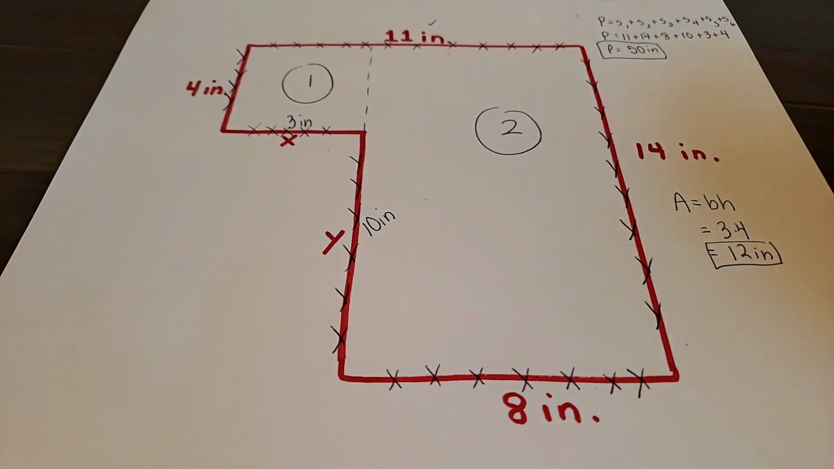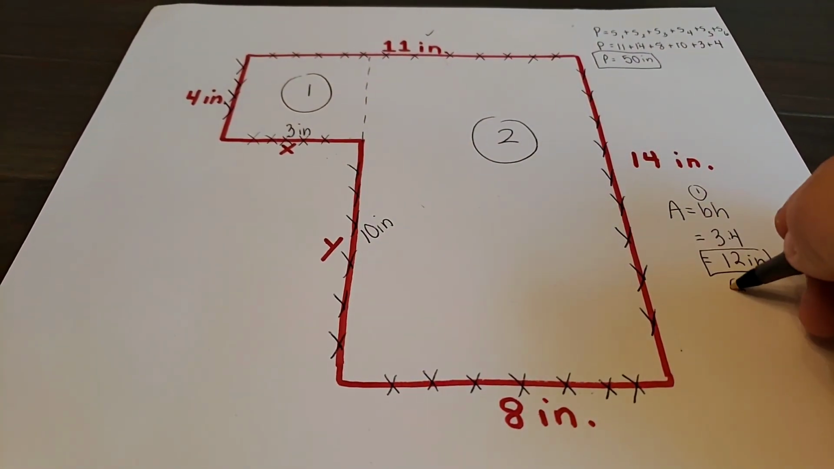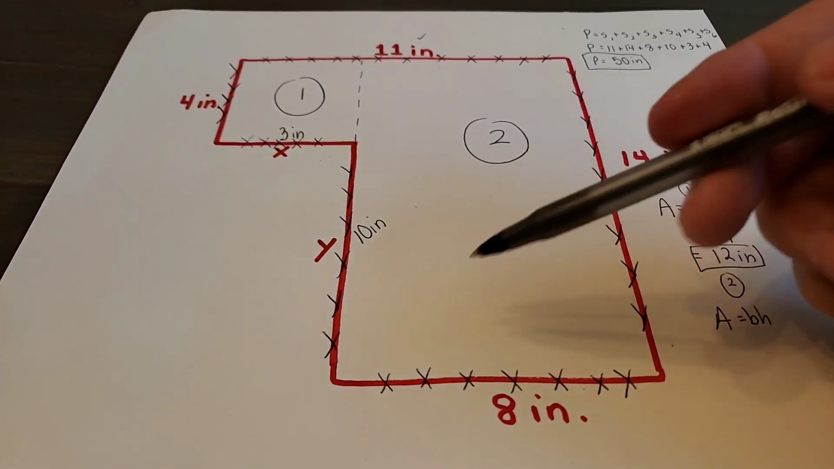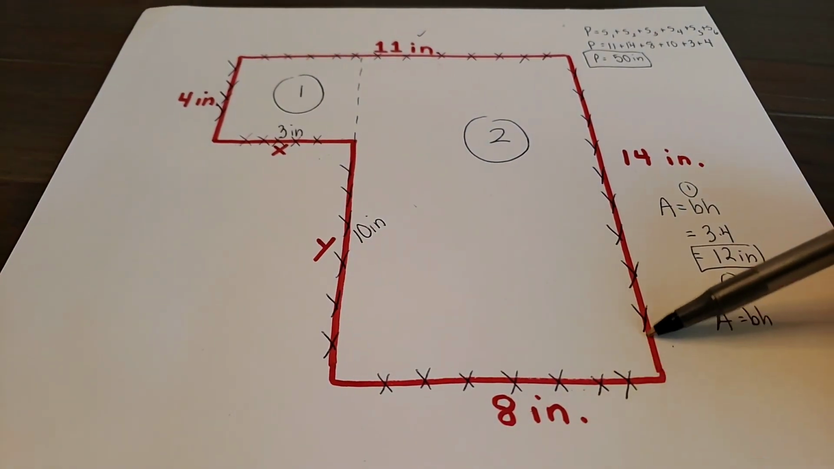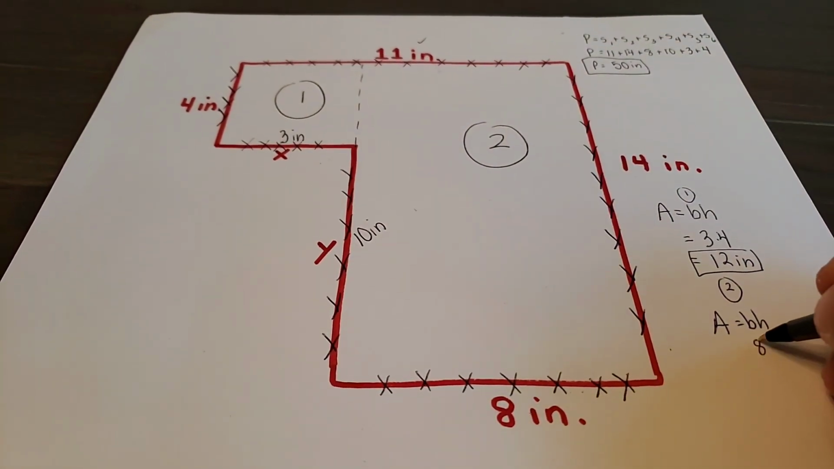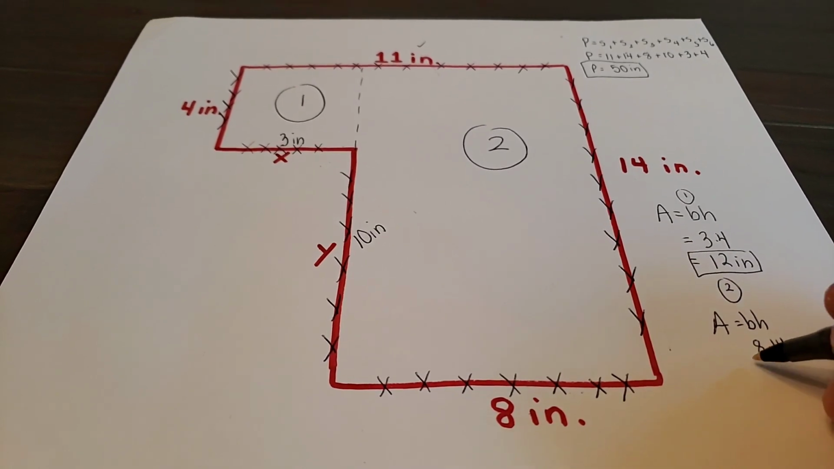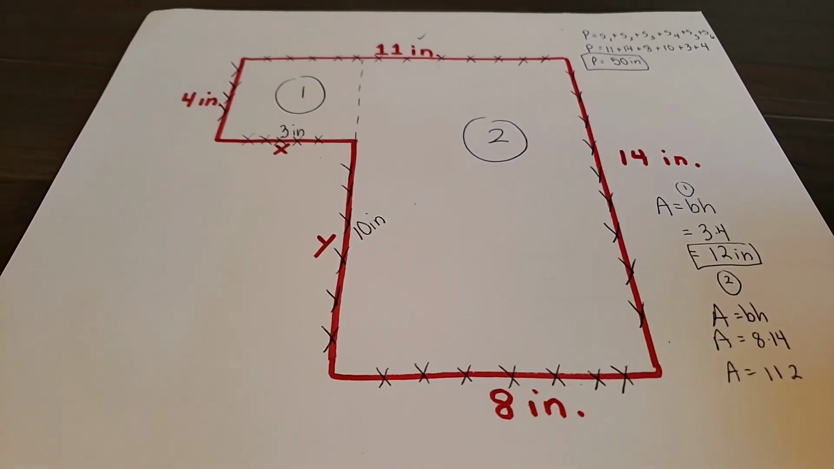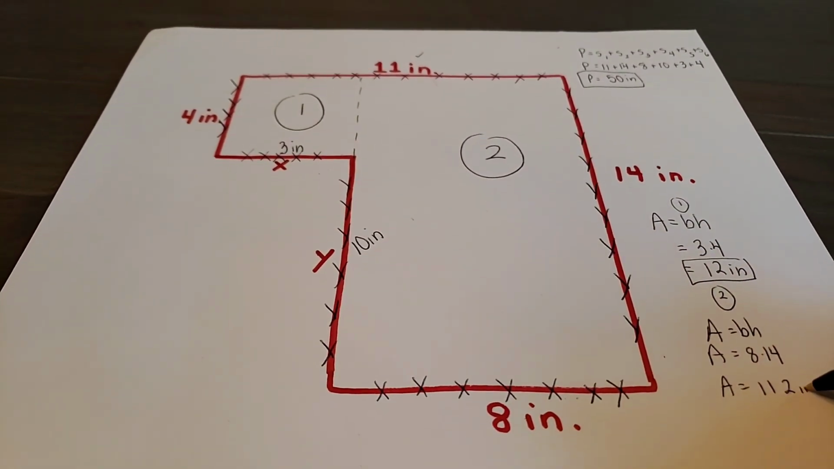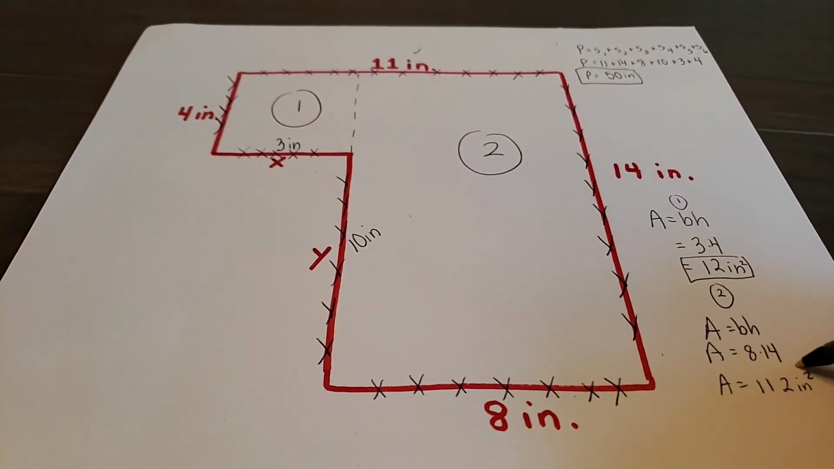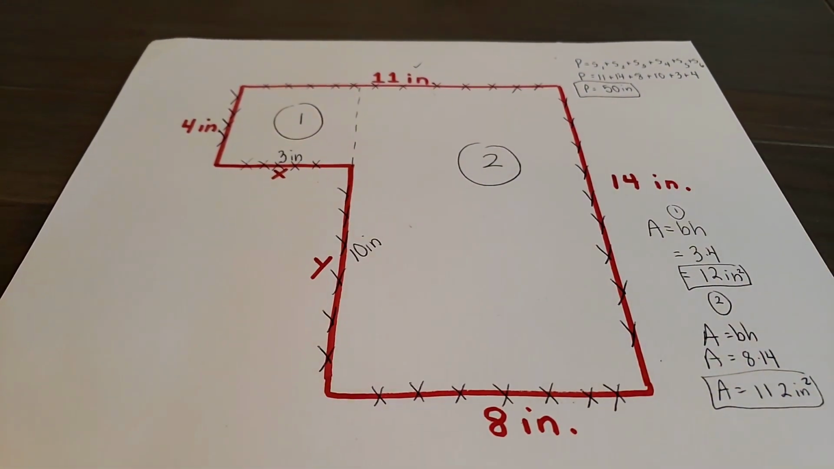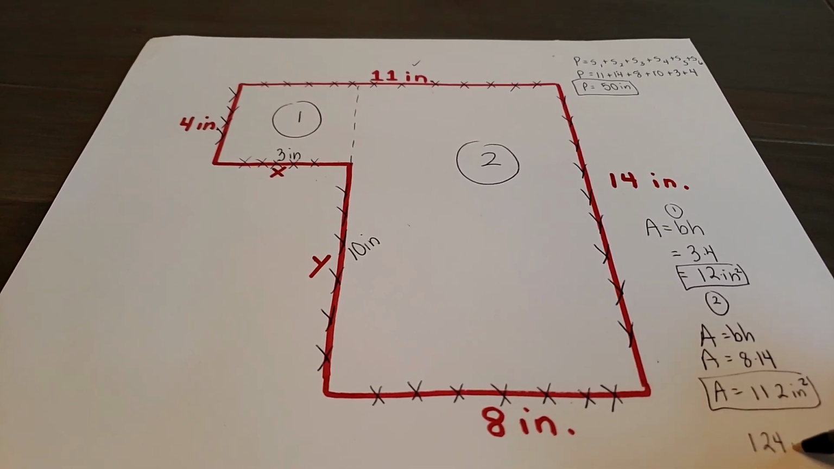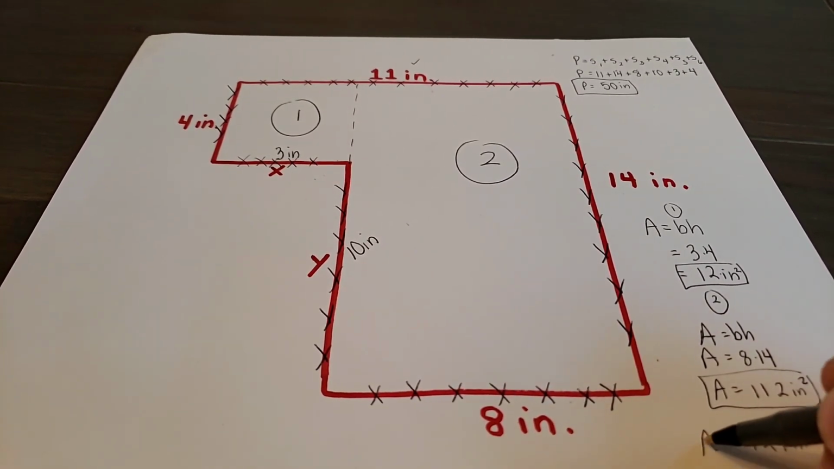Let's look at shape number 2. That's also a rectangle, so we're going to use base times height as well. And we have a base of 8 and a height of 14. Eight times 14 is 112 inches squared. Now let's add these two together and you get 124 inches squared. Total area.